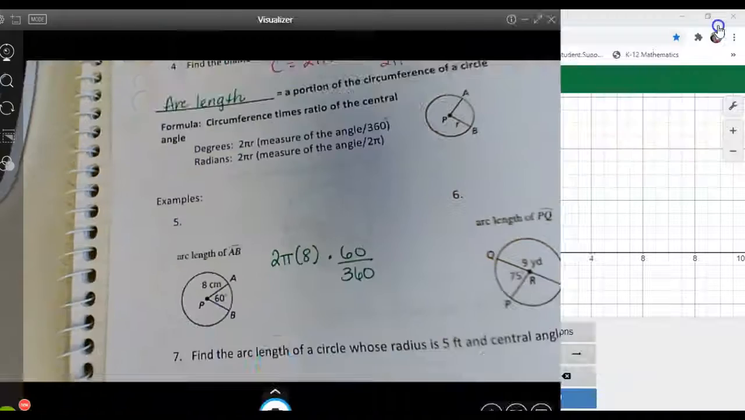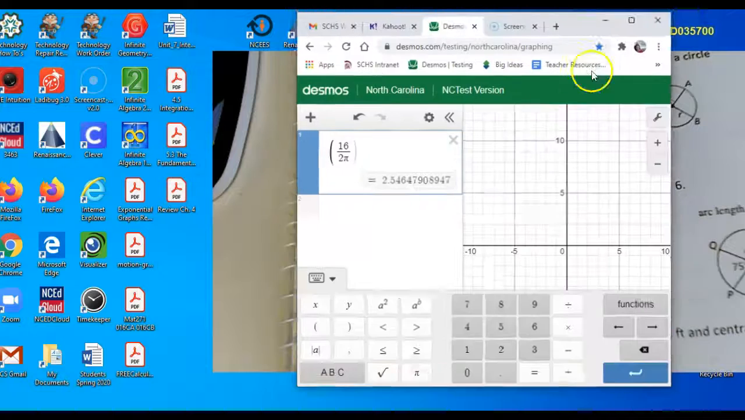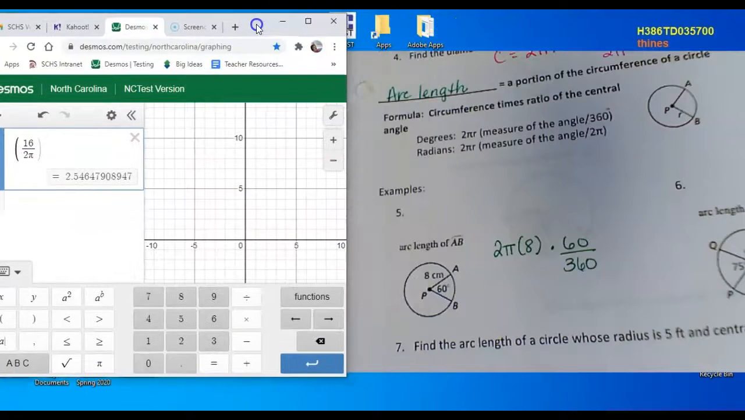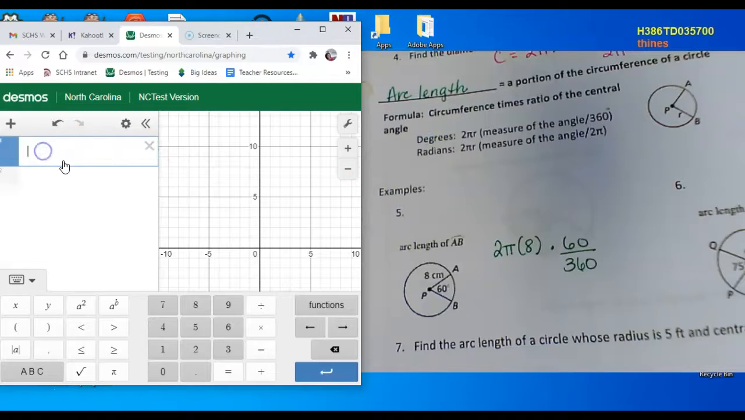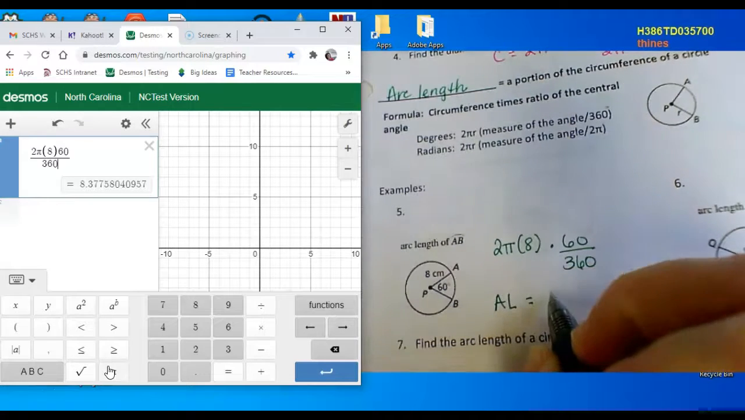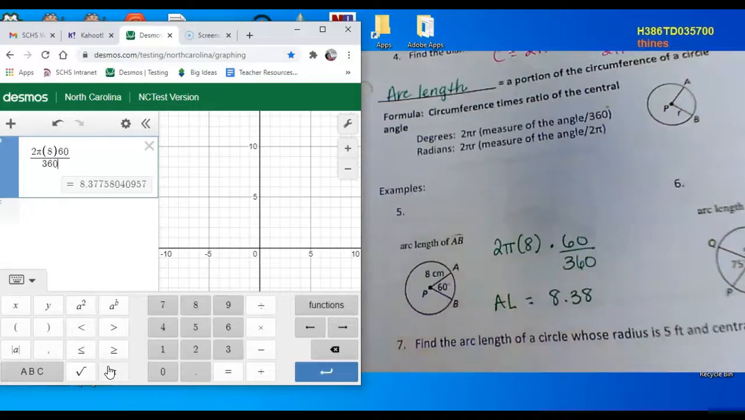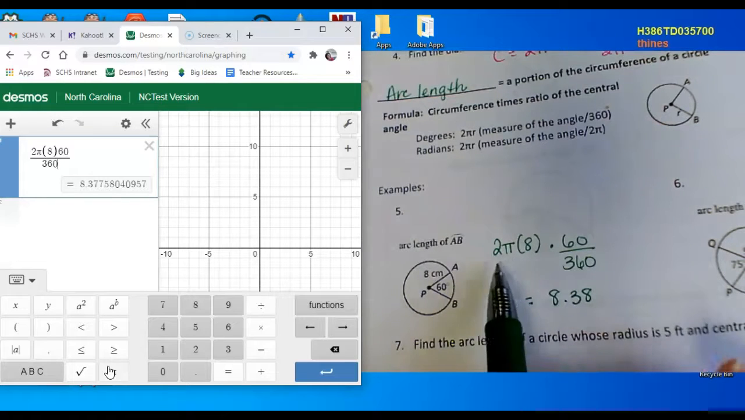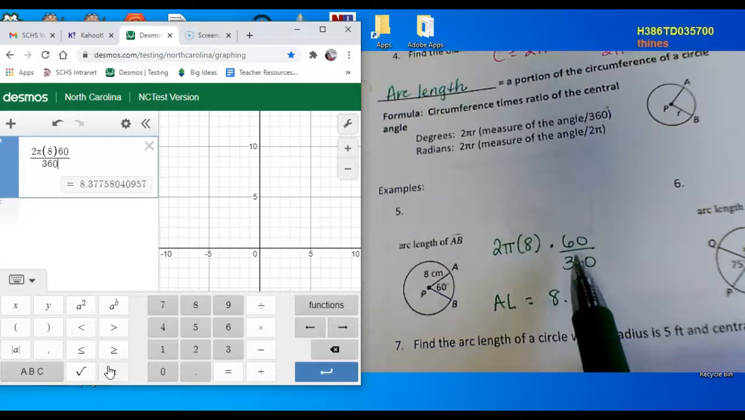Okay? Alright, so let's figure out how we do that in Desmos. So I'm going to make this smaller so we can see both at the same time. Okay, so in Desmos, we're going to put in 2 pi times 8. And then you can go ahead and put in 60 divided by 360. And it kind of puts it all together. That's okay. It works out well. But you can do it just like that. And so that tells me that the arc length equals 8.37 or 8.38. So you find the circumference, and then you multiply by the fraction of the angle that it gives us.